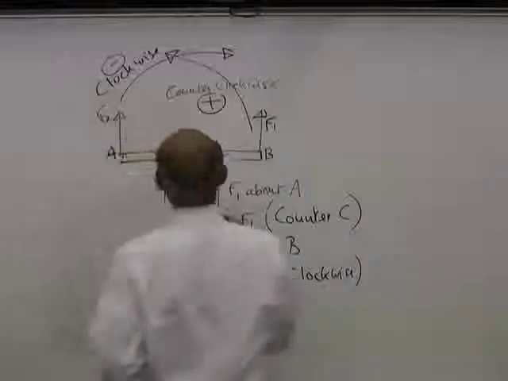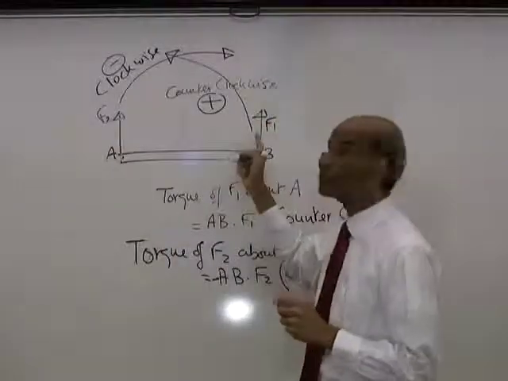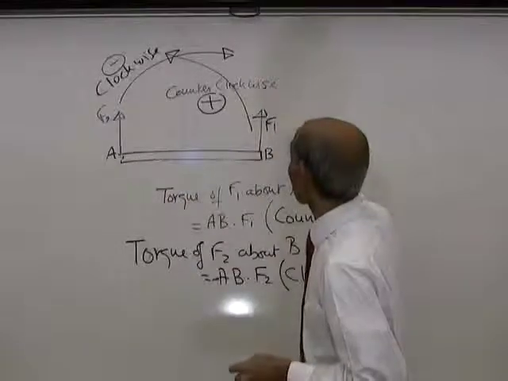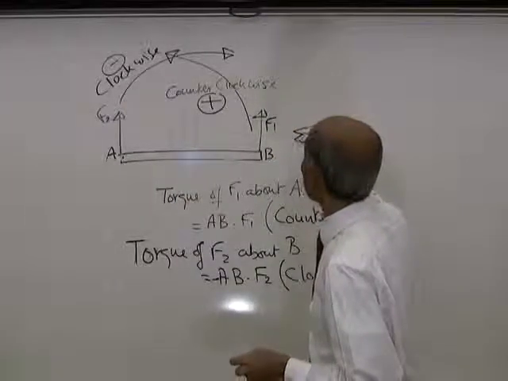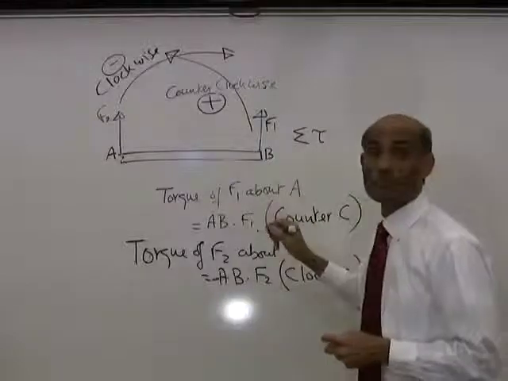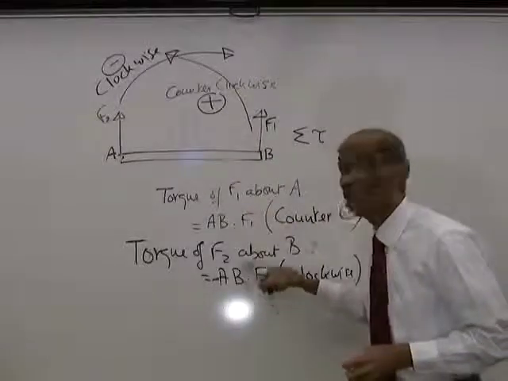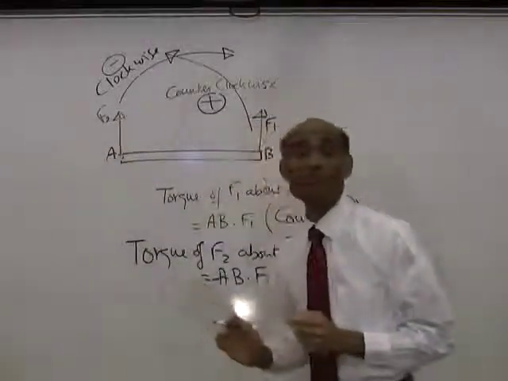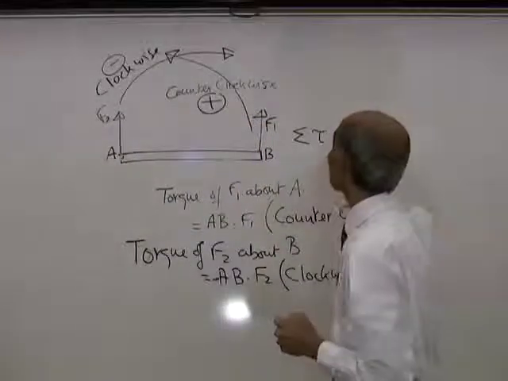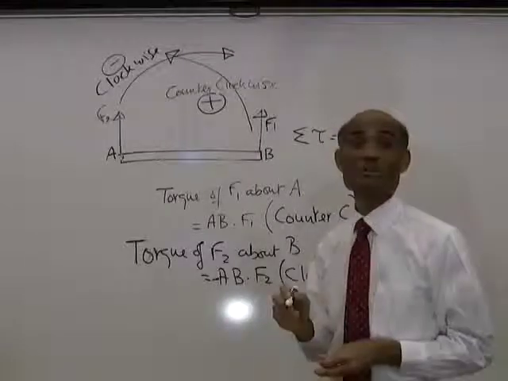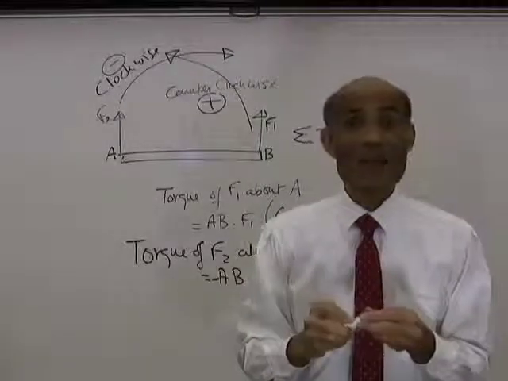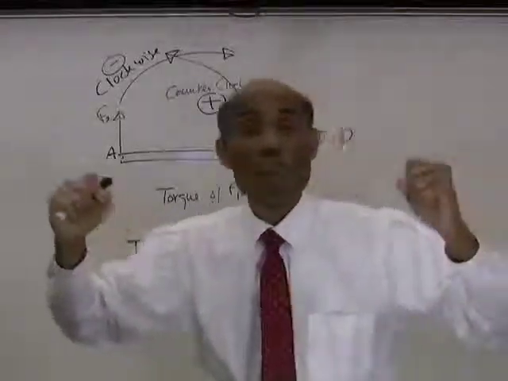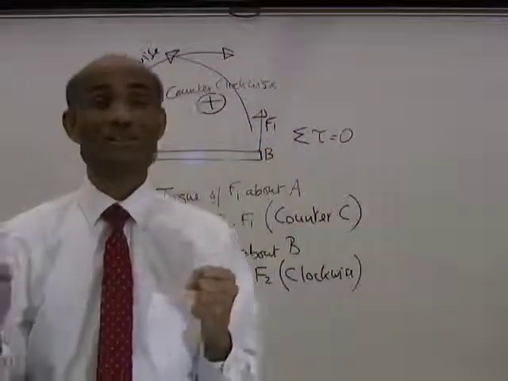Tell me, what is the sum of the torques due to these two forces? What is the sum of the torque? In other words, what is summation of tau? Add these two torques. And if the forces are of equal magnitude, this sum will be 0. Now, if the sum of the torques equals 0, that means the object will not rotate.